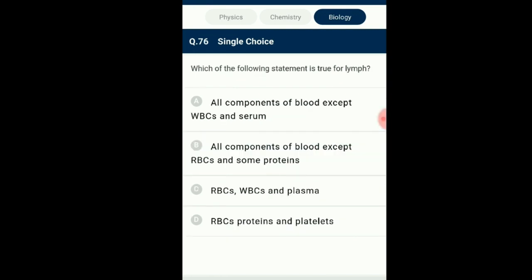Question number 76. Which of the following statements is true for lymph? Lymph is a colorless vascular connective tissue derived from tissue fluid. RBCs and platelets are absent. Only leukocytes and floating amoeboid lymphocytes are present. So the answer is option B, all components of blood except RBCs and some proteins.